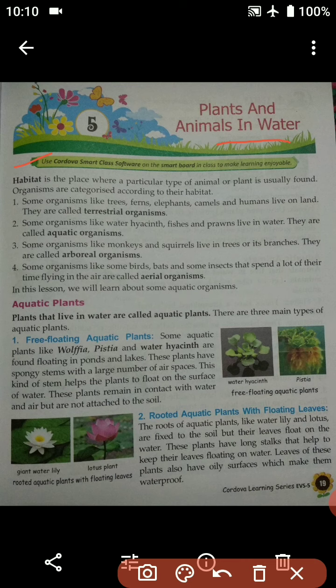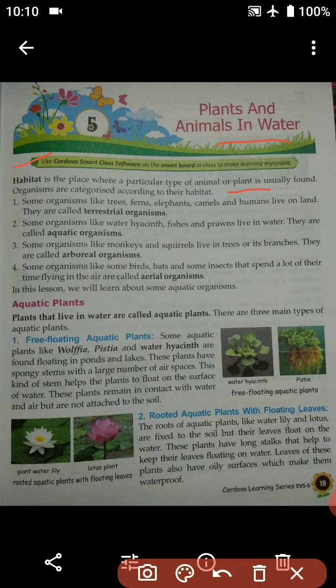Habitat is the place where a particular type of animal or plant is usually found. So, students, wherever plants or animals reside, that certain place is known as habitat. Okay. For example, a house is a habitat for human beings. So, a particular type of place where different animals or plants reside is known as habitat.